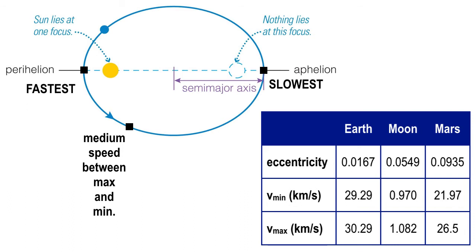And so those intermediate points, like this one down here, are going to be somewhere in between. And gravity smoothly changes that speed as it goes around the bottom half, slows it down. So Earth would slow down to about 29.29 out at aphelion, and then gradually ease back in to about 30.29 at perihelion. All right. Question back here. Yeah, go ahead.